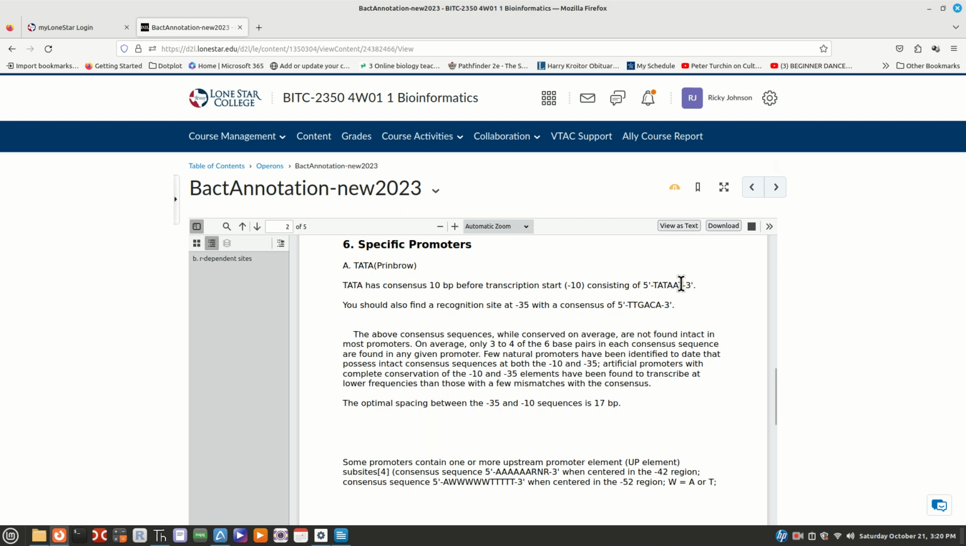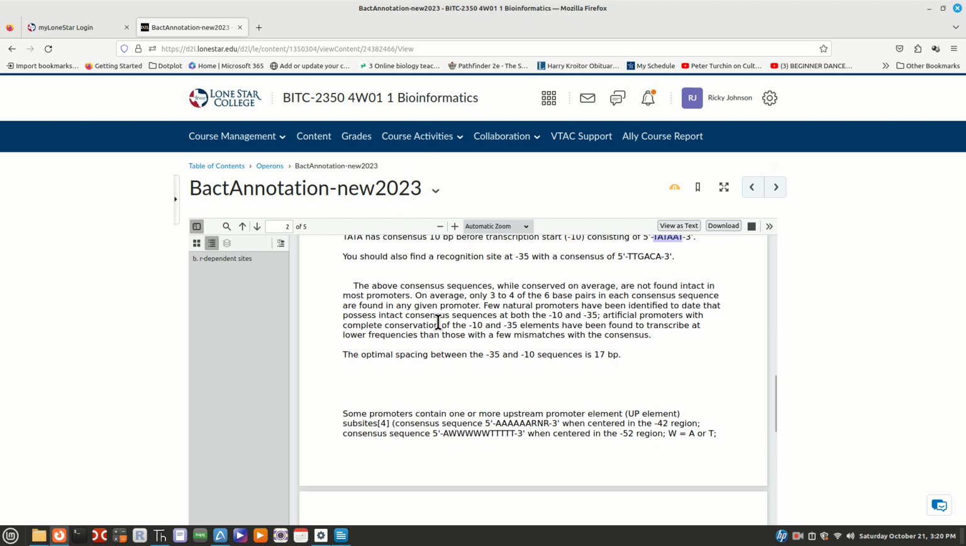Realize the TATA box is just high AT. All right, it doesn't even have to have all A's and T's. It can have a C in it or a G in it or something like that. And the -35 sequence, which is 25 base pairs further upstream of the TATA, should also be there. It just might be a little bit more difficult to find, and it doesn't have to be exactly that far.